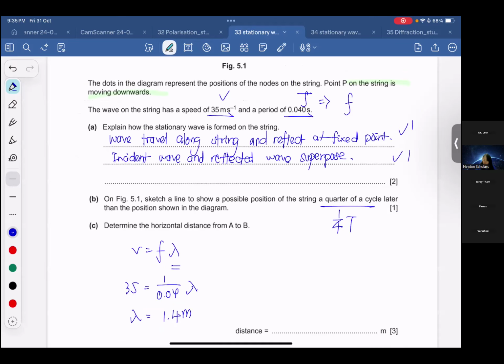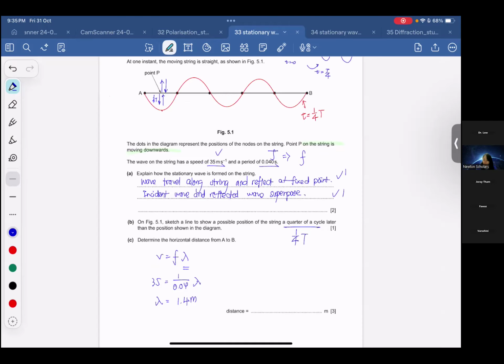Okay, ask yourself, from A to B, how many complete waves? Here to here is one wavelength. Here to here is another one complete wavelength. Then here to the end of B is half a wavelength. So the distance AB is actually 2.5 wavelengths. 2.5 times 1.4, your answer should be 3.5 meter. You really cannot put the T inside the frequency.